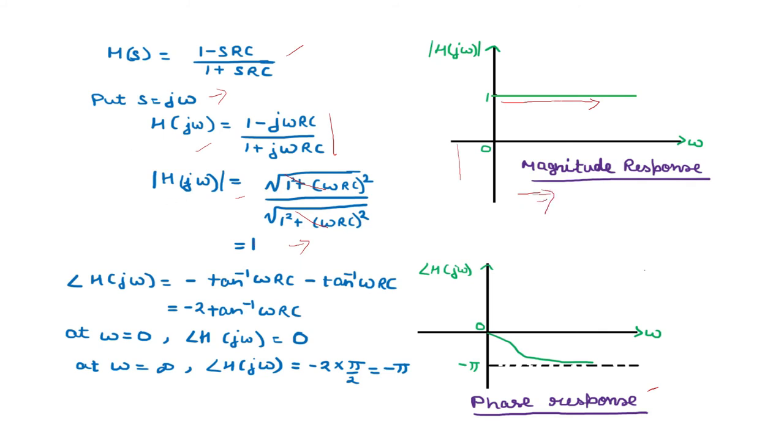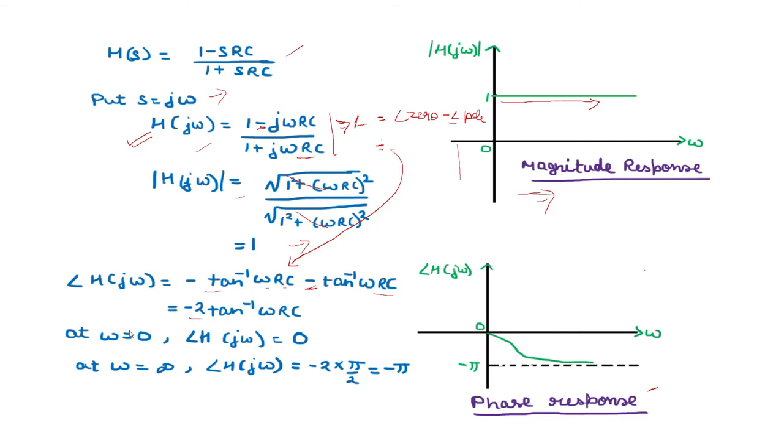And now the angle of this transfer function, so its angle is angle of zero minus angle of pole. So what is the angle of zero? It is this, minus tan inverse omega RC. Why minus? Because of this minus sign. And then minus angle of pole, which is tan inverse omega RC. So therefore the total angle is minus 2 tan inverse omega RC.